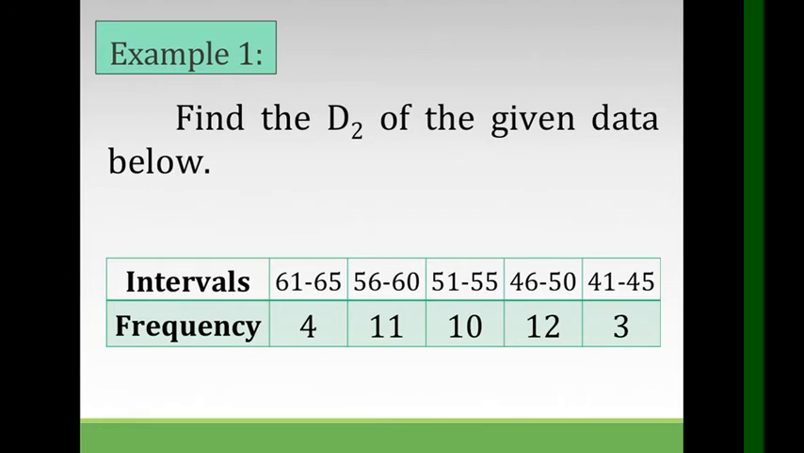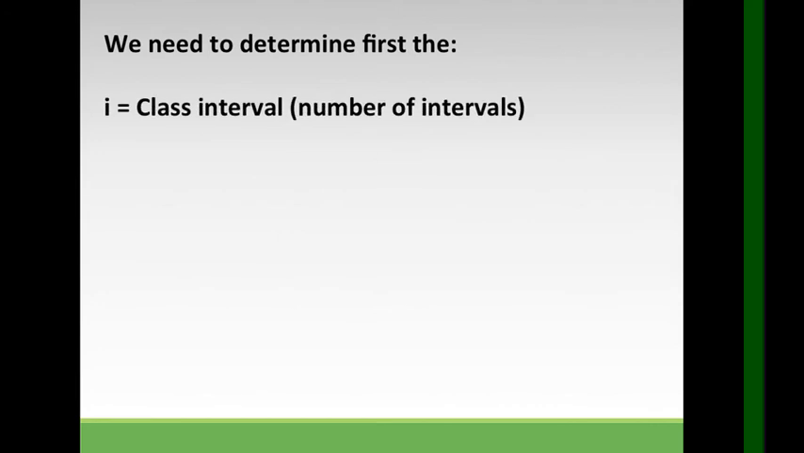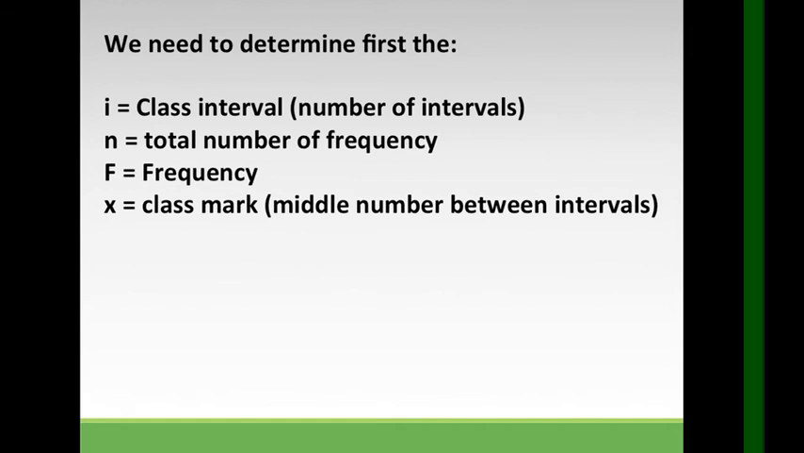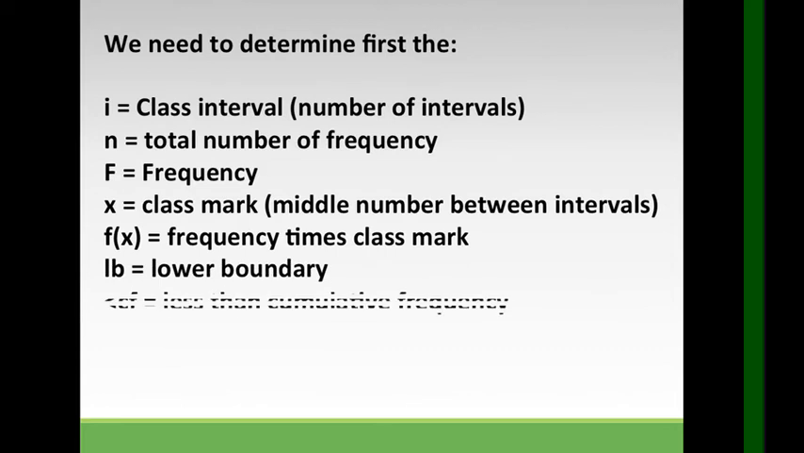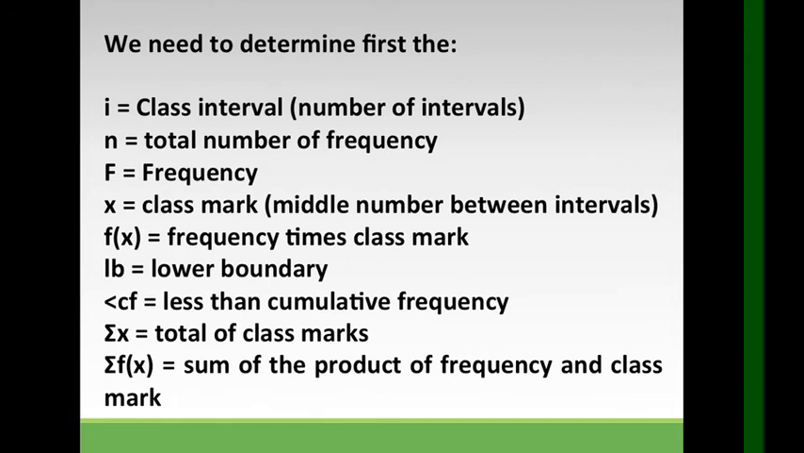So the first thing to do is we need to determine the following. The first is i, which is the class interval, or the number of intervals. N is the total number of frequency. F is the frequency. X is the class mark, or the middle number between intervals. F of x is the frequency times class mark. LB is the lower boundary. Less than CF is the less than cumulative frequency. Summation of x is the total of class marks. And summation of f of x is the sum of the product of the frequency and the class mark.